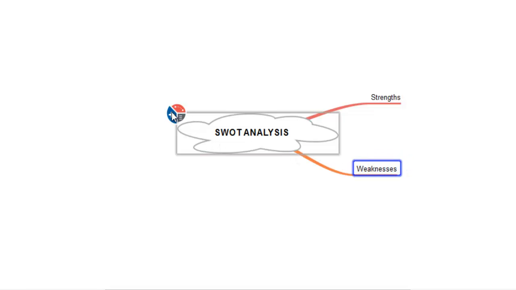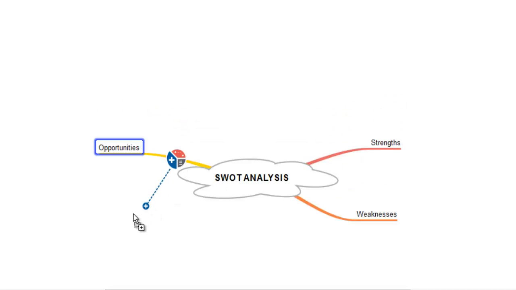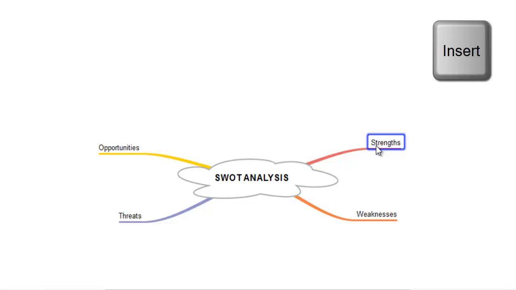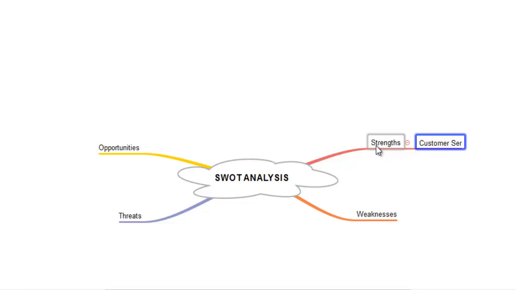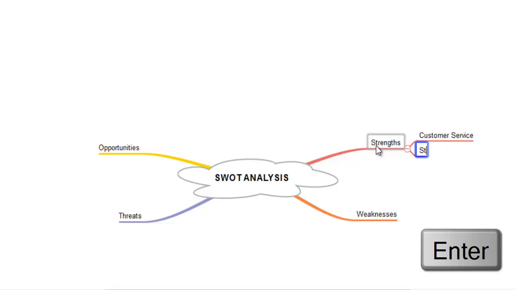Continue adding topics the same way. You can also add topics in the map by using shortcut keys. If you press Insert, you will add a subtopic to the selected topic. If you press Enter, you will add a sibling topic to the selected topic.